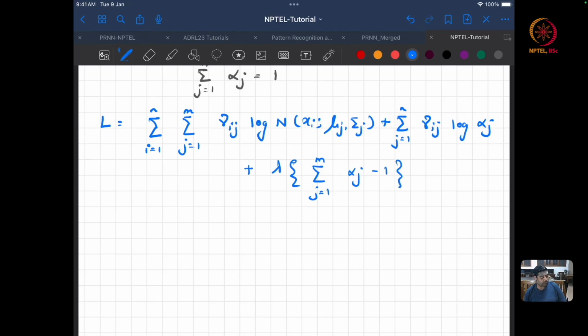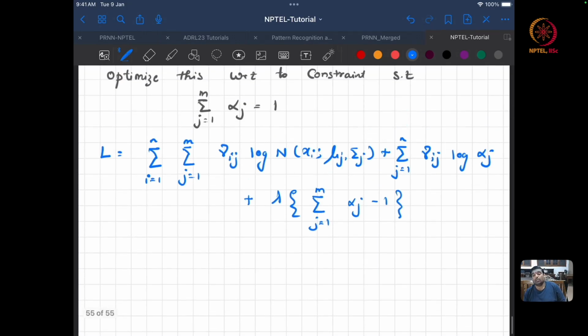Okay, so now this will be my optimization equation. So what I should do now, from here it is straightforward. Once you have this, this is straightforward. Now the remaining thing is just algebra. Now this has the parameters mu j, sigma j, alpha j. You take each of them and equate it to 0 and obtain the optimal values.